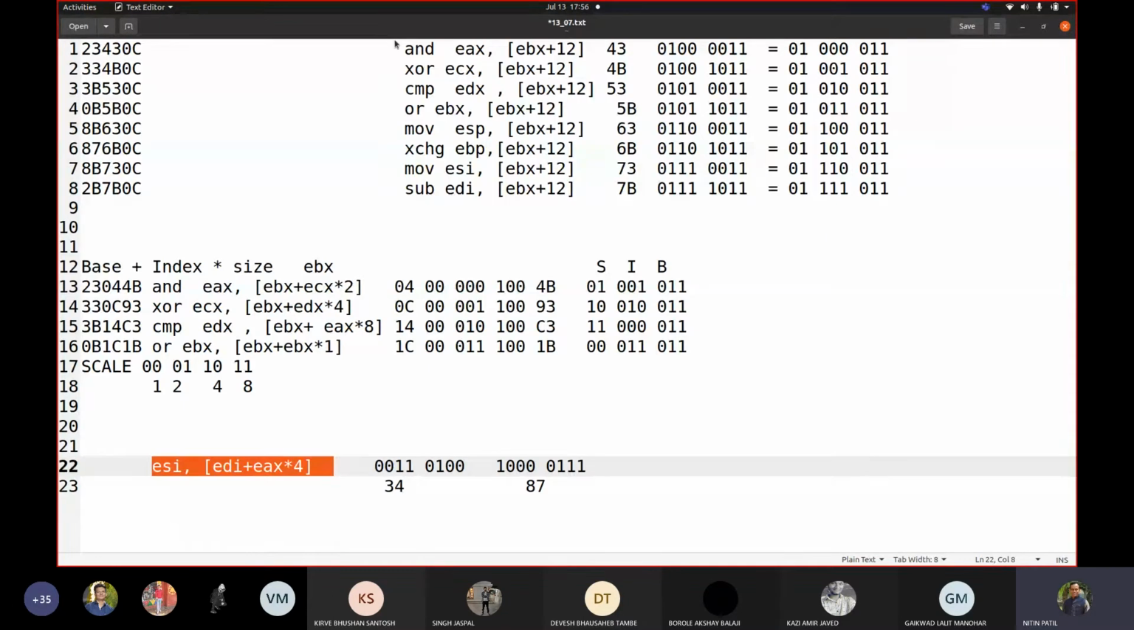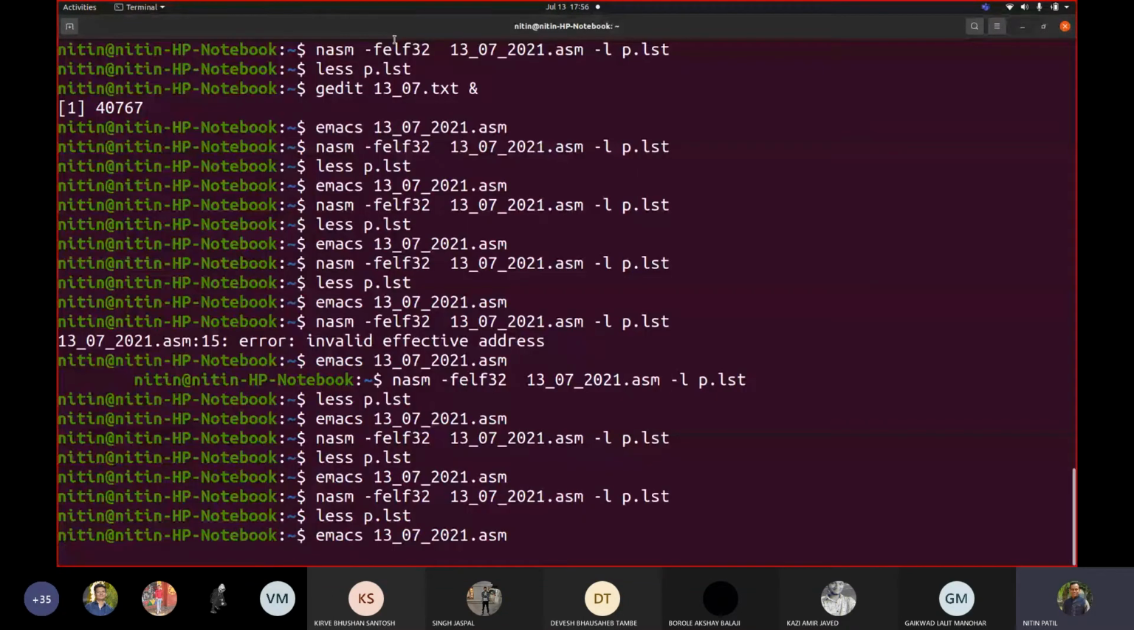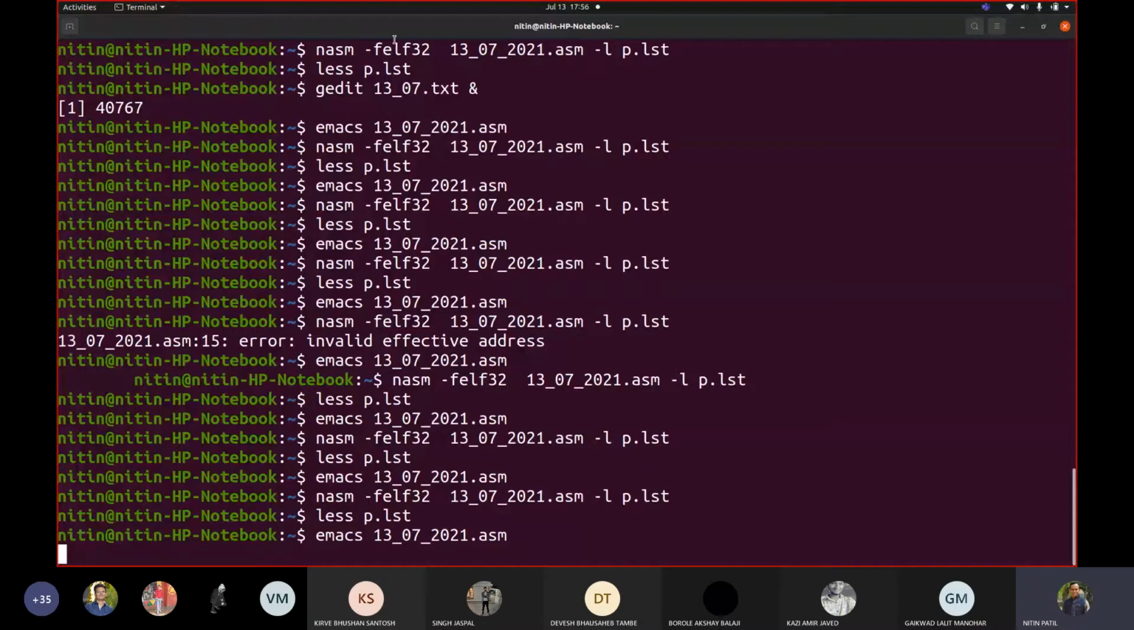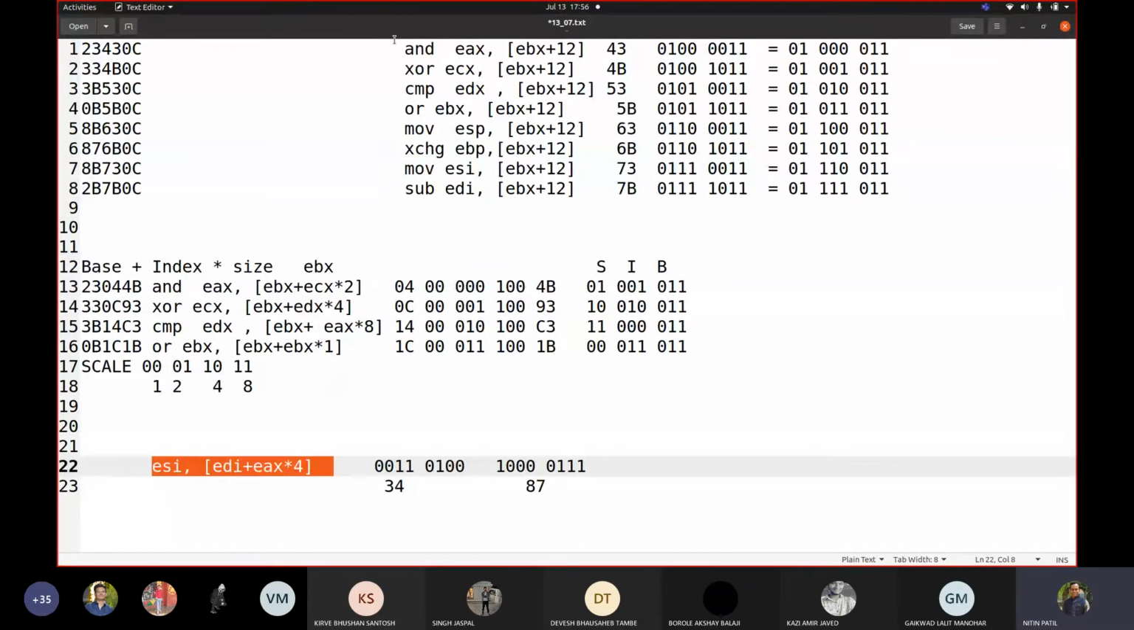MOV ESI, EDI + EX * 4. Correct. This is the instruction that we had: ESI, EDI, EX, 4.